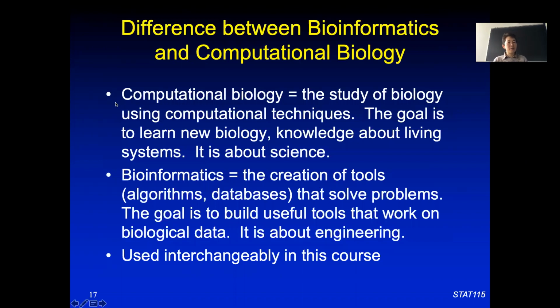In that blog, it says computational biology is equal to the study of biology using computational techniques. The goal is to learn new biology. Knowledge about the living system is about the science. It's really more about the biology. Whereas bioinformatics is the creation of tools, including algorithms and databases that solve problems. The goal is to build useful tools that work on biological data. It's more about engineering. But in this course, I would say we're going to use them interchangeably, okay? Because I'll show you.